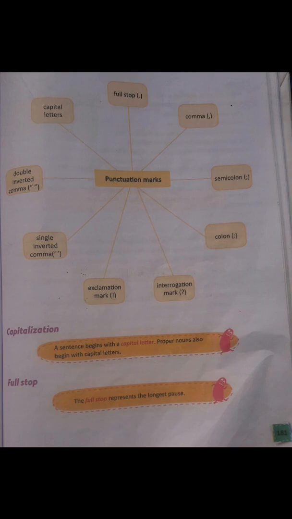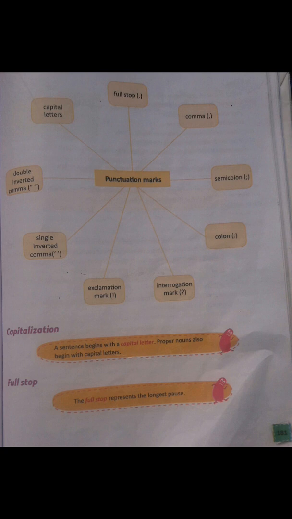Some of the principal punctuation marks that we use for writing are capital letters, full stop, comma, semicolon, colon, interrogation mark, exclamation mark, single inverted comma, double inverted comma.